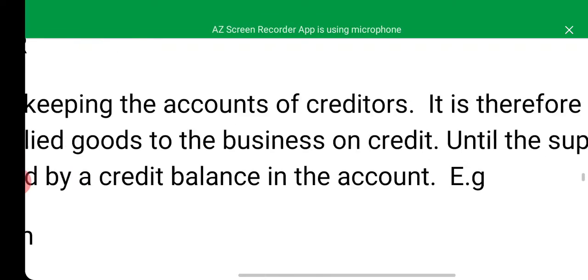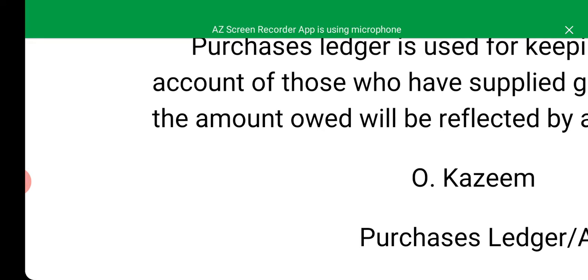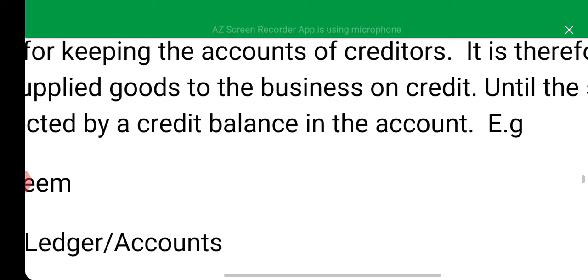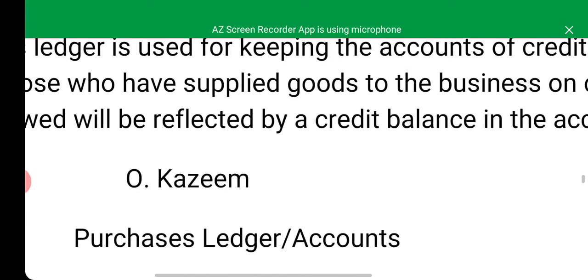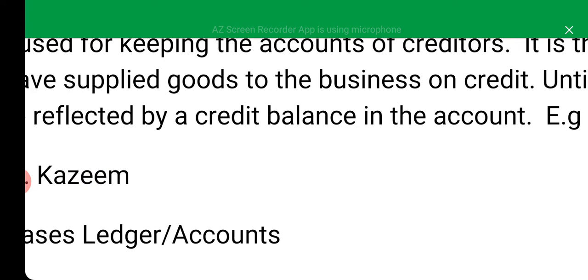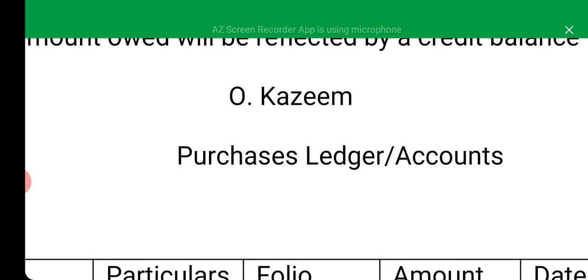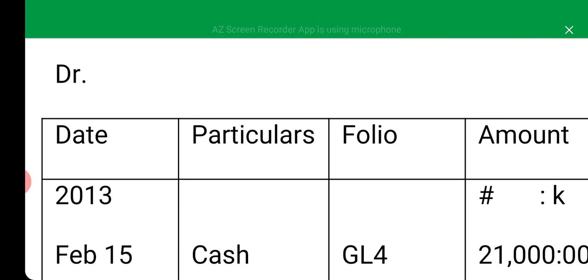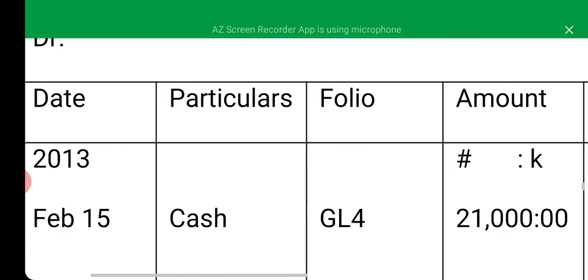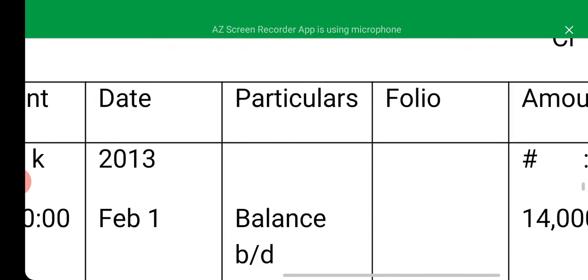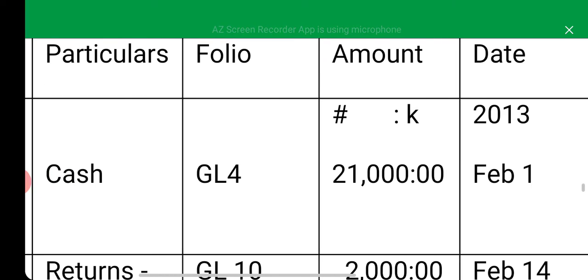Until the supplier is paid, the amount owed will be reflected by a credit balance in the account. Example now: the account belongs to O Kazim, in the purchases ledger or purchases account. It has two sides as well, debit and credit, with date, particulars, folios, and amount on the debit side, and the same on the credit side as well.